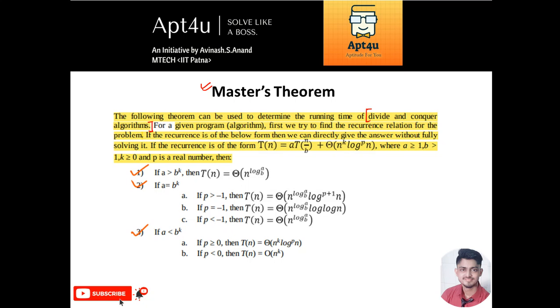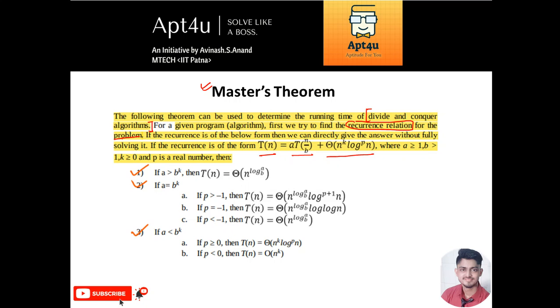What happens in a divide and conquer algorithm is that for a given problem, first we try to find the recurrence relation for the problem. If the recurrence relation of that problem which you have designed is of the form T(n) equal to a T(n/b) plus theta of n^k log^p n.